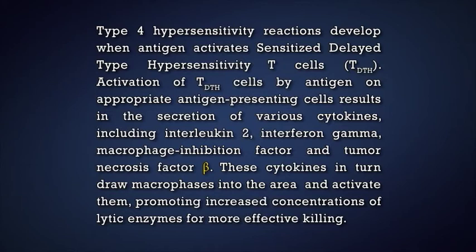Activation of delayed type hypersensitivity TDTH cells by antigen on appropriate antigen presenting cells results in the secretion of various cytokines, including interleukin-2, interferon gamma, macrophage inhibition factor, and tumor necrosis factor beta. These cytokines in turn draw macrophages into the area and activate them, promoting increased concentrations of lytic enzymes for more effective killing. When inappropriately activated, these reactions can cause severe tissue injury and fibrosis.